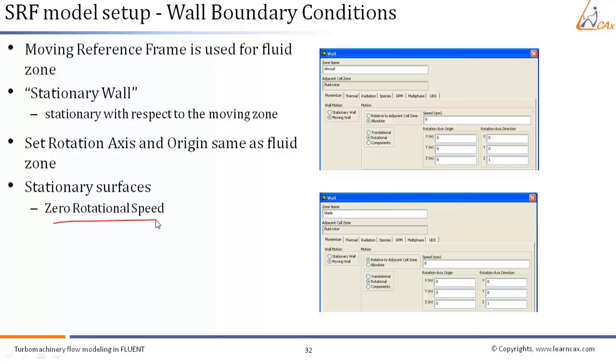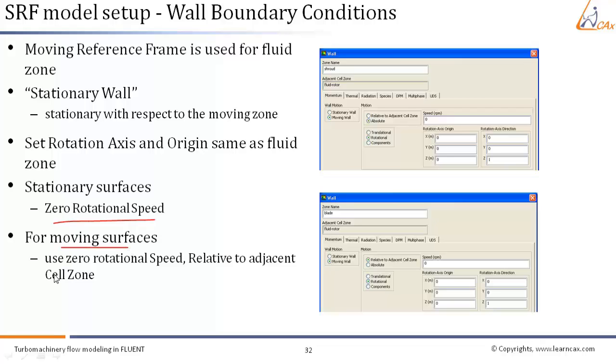Stationary surfaces have 0 rotational speed. For moving surfaces, we use 0 rotational speed relative to the adjacent cell zone. So this 0 rotational speed of stationary surfaces is in the absolute frame, and for moving surfaces, 0 rotational speed is relative to the moving reference frame. This means the moving surfaces are actually moving with the moving reference frame velocity.